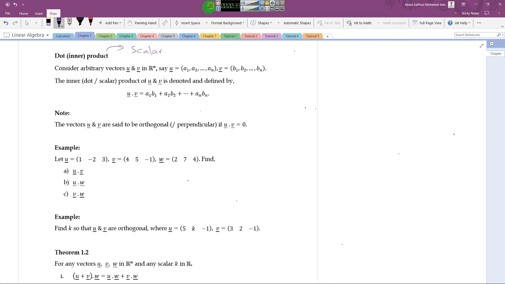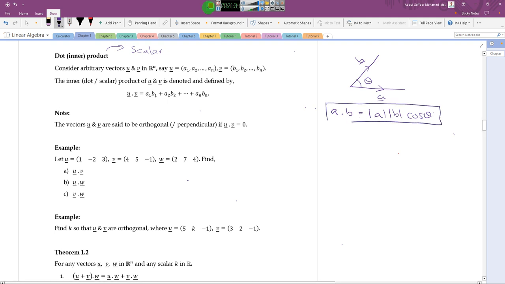Now consider arbitrary vectors. For example, if I have vectors a and b, and let's say the angle between the two vectors is theta, then a dot b can be expressed as mod of a into mod of b into cos theta. Okay, so this is what we have studied in our advanced level.